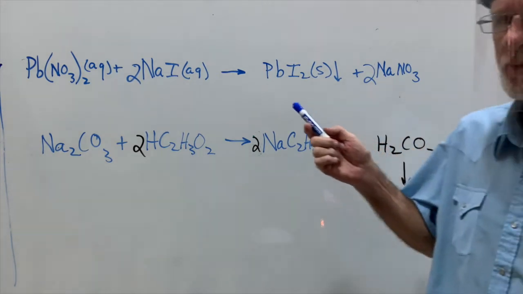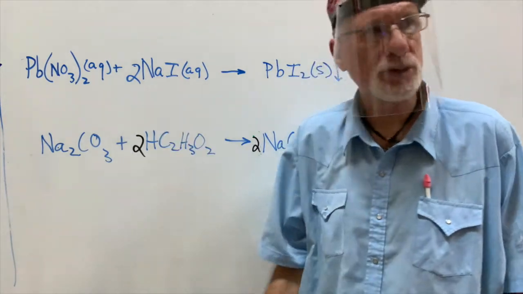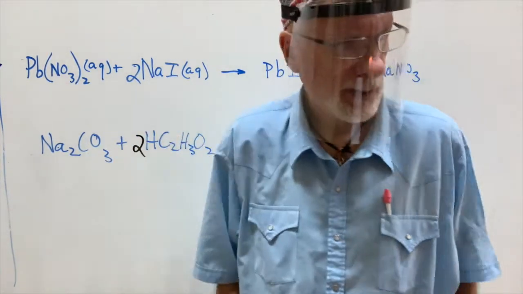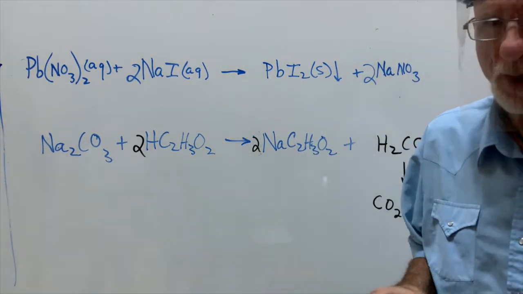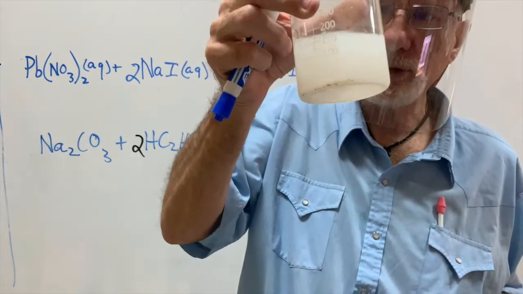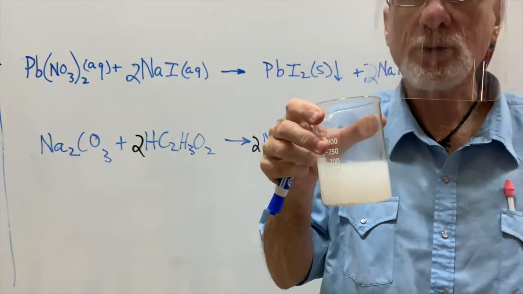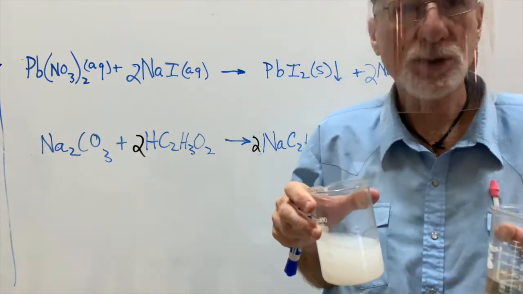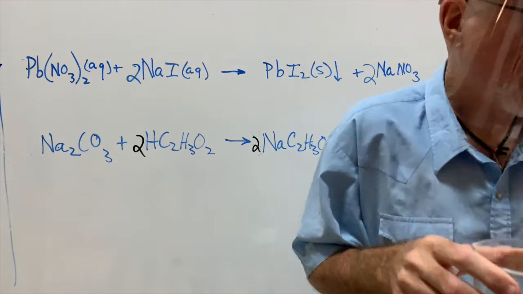Now, the first reaction is I take lead nitrate and I combine it with sodium iodide, both of which are aqueous. And I have them right here. Okay? This is sodium iodide. It's liquid. This is a cloudy solution, and this is lead nitrate. But it's still an aqueous solution. An aqueous solution is a water solution of a salt and water.